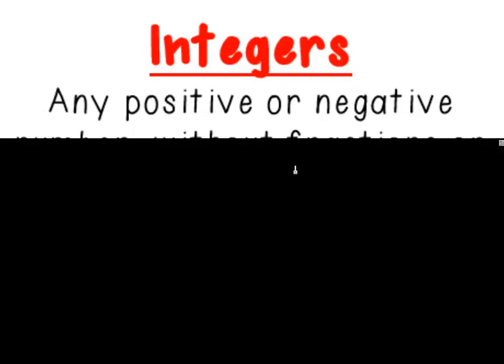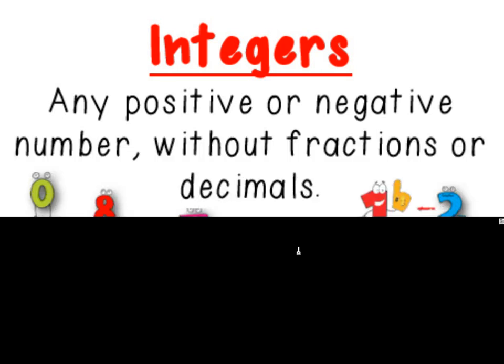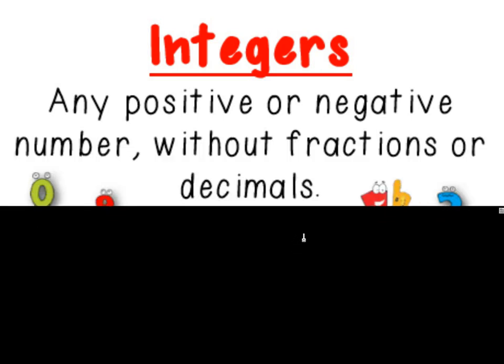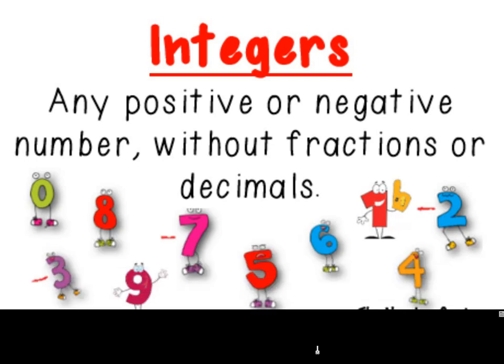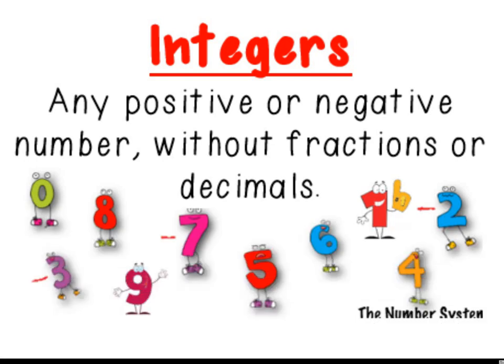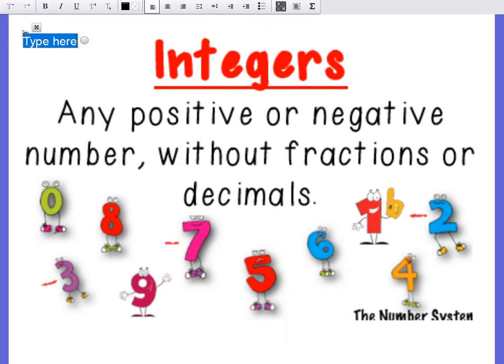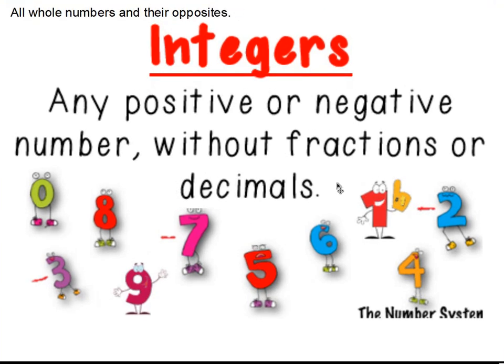Our next term, integers. Integers are any positive or negative number without fractions or decimals. Okay, so any positive or negative number without fractions or decimals. Another definition for this, all whole numbers and their opposites. Okay, so that is a second definition. That's actually the main definition. I like to use this one to help students understand when we are talking about identifying integers.